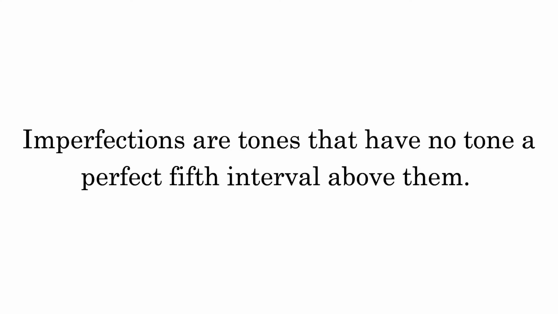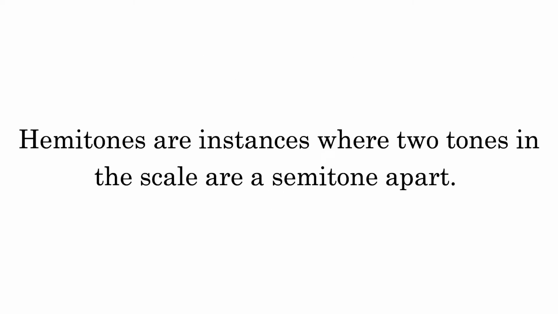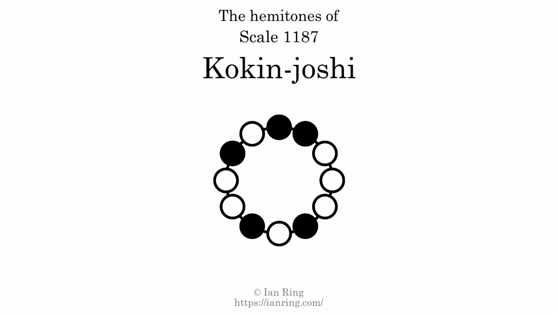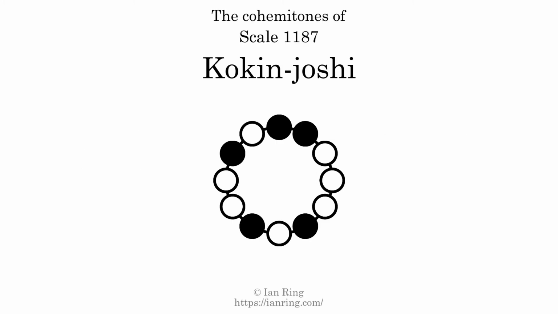Imperfections are tones that have no tone a perfect fifth interval above them. This scale has 2 imperfections. They are at positions here and here. Hemitones are instances where 2 tones in the scale are a semitone apart. This scale has 1 hemitone here. Cohemitones are instances where 2 hemitones are beside each other. This scale has no cohemitones.